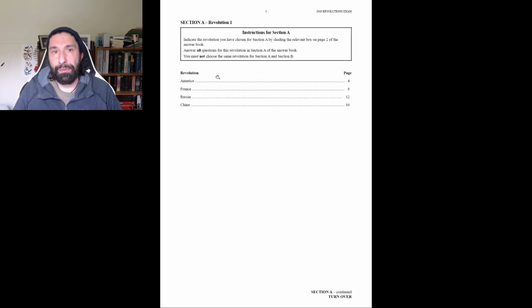So we get to page 3 here, and you can see there are 4 parts of the exam just in section A. One for the American Revolution, one for the French Revolution, one for the Russian Revolution, and one for the Chinese Revolution. Now, you did not study either the American or the French Revolution, so you ignore those. But you did study the Russian and the Chinese.